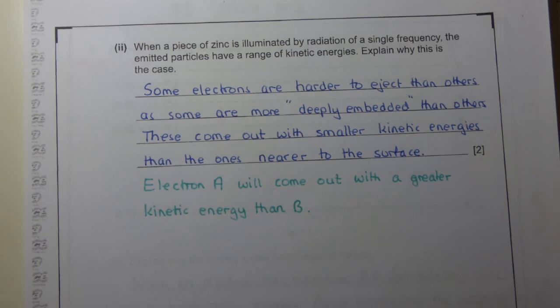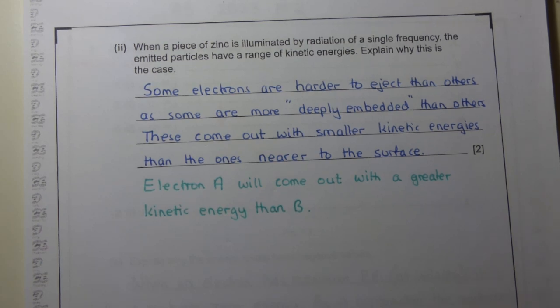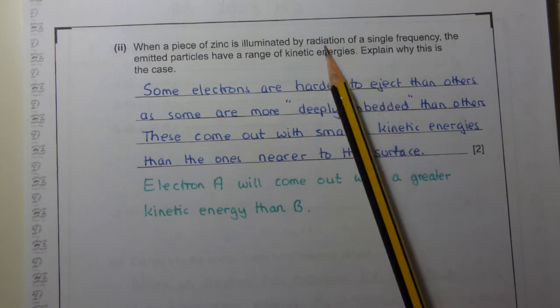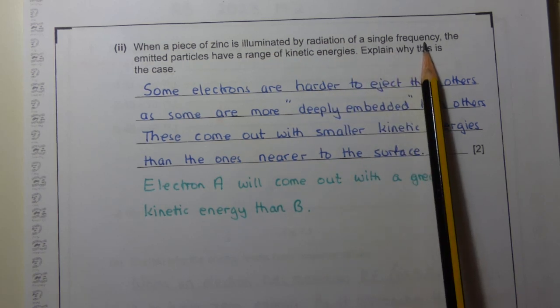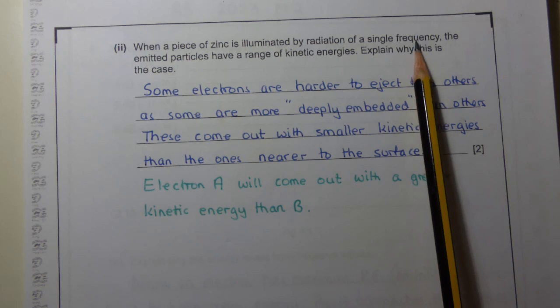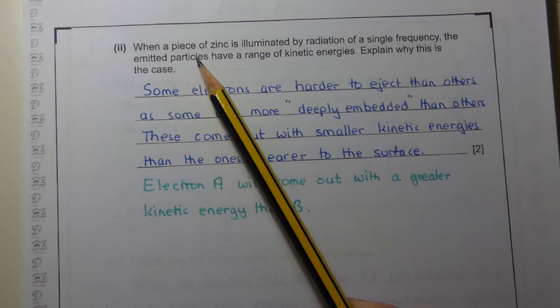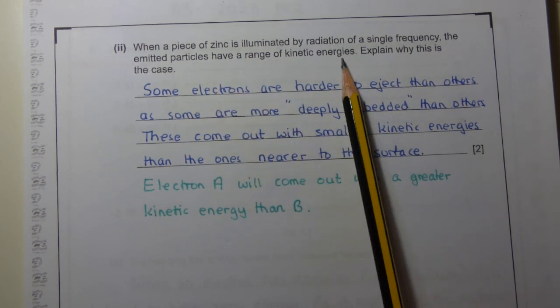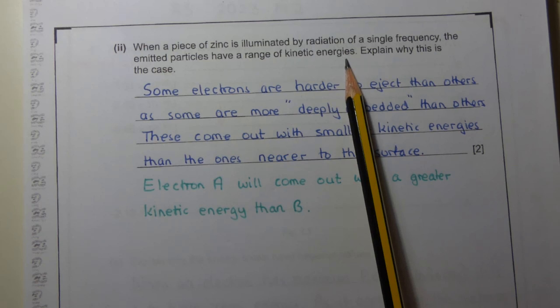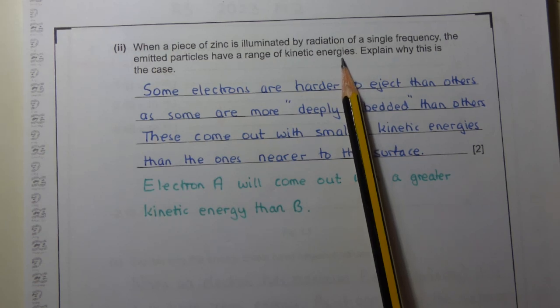Now part 2 then says that you are dealing with a piece of zinc illuminated by radiation of a single frequency. So you could argue it's going to be monochromatic light. Maybe it's a laser or something like that. And it says that when you look at the emitted electrons, they've got a range of kinetic energies. Why should you have a range?